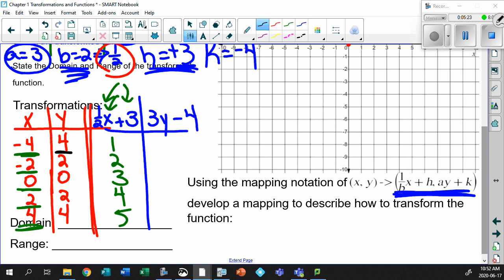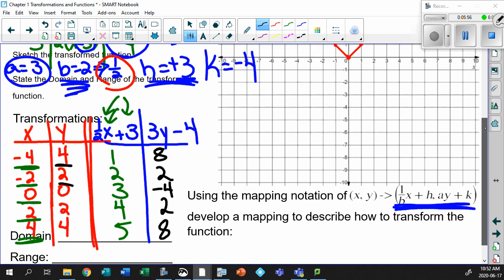Let's take this one. Okay, 3 times 4 is 12. 12 minus 4 is 8. Okay, 3 times 2 is 6. 6 minus 4 is 2. 0 times 3 is 0. That's got to be minus 4. 2 times 3 is 6. 6 minus 4 is 2. And then 4 times 3 is 12. 12 minus 4 is 8. Oh my goodness. Look, we've got all the points we need.